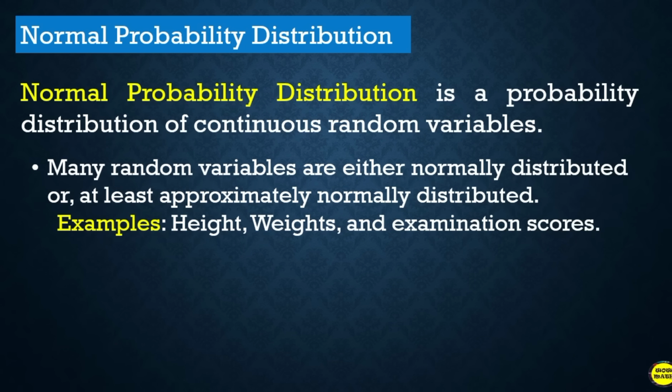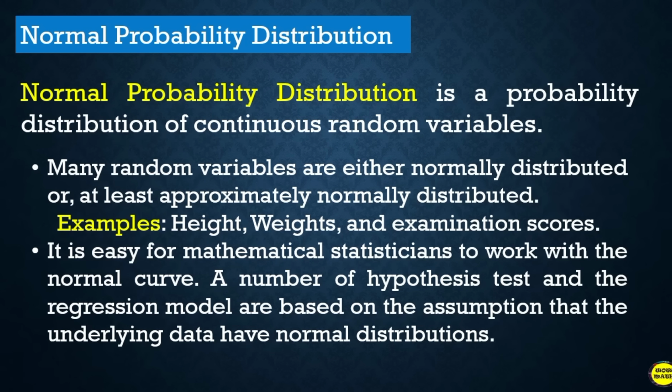For example, height, weight, examination scores, and the log of the length of life of some equipment are among the few random variables that are approximately normally distributed. Although the distributions are only approximately normal, the approximation is usually quite close. And also, it is easy for mathematical statisticians to work with the normal curve.